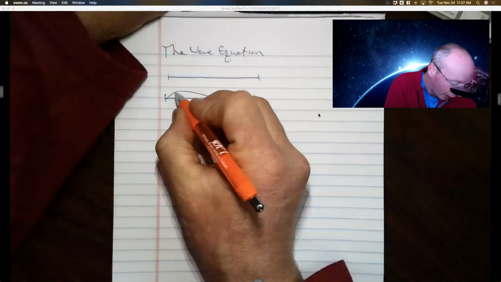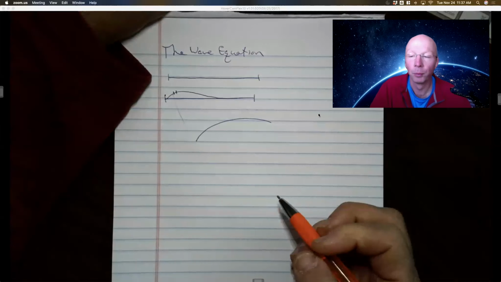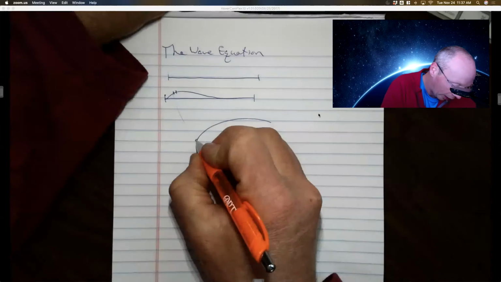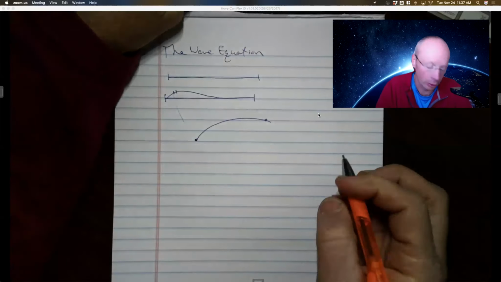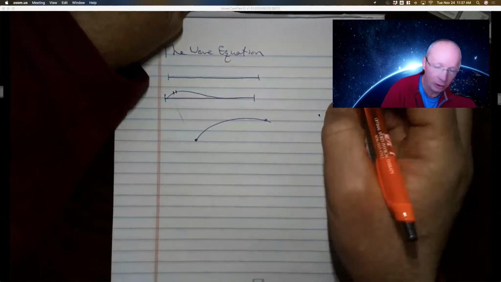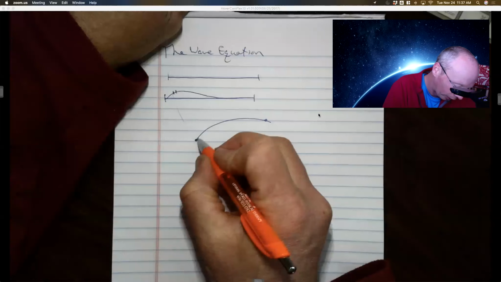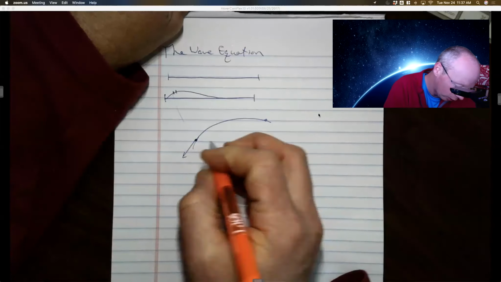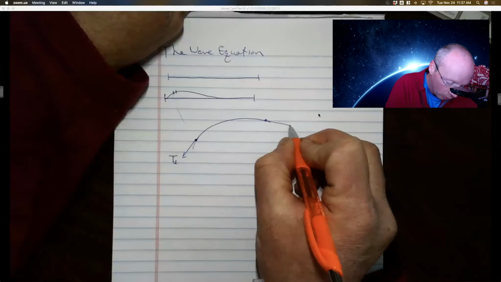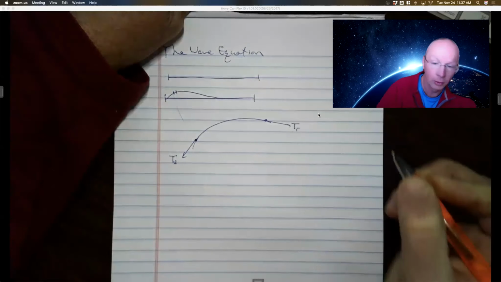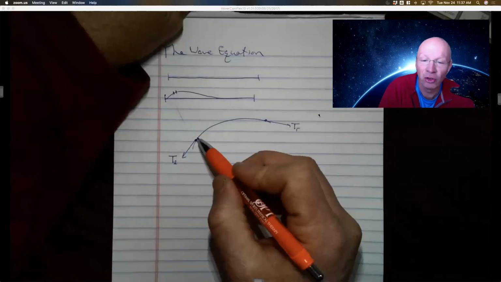If we take some tiny little slice of the string and blow it up this way, we've got some curve. At the left side and at the right side of the curve, there are going to be different tensions on the string. So I've got the curve here. I'm going to draw a tangent vector here, which I'll call tangent left, and a tangent vector here, which I'll call tangent right. These are basically the tensions on the string.